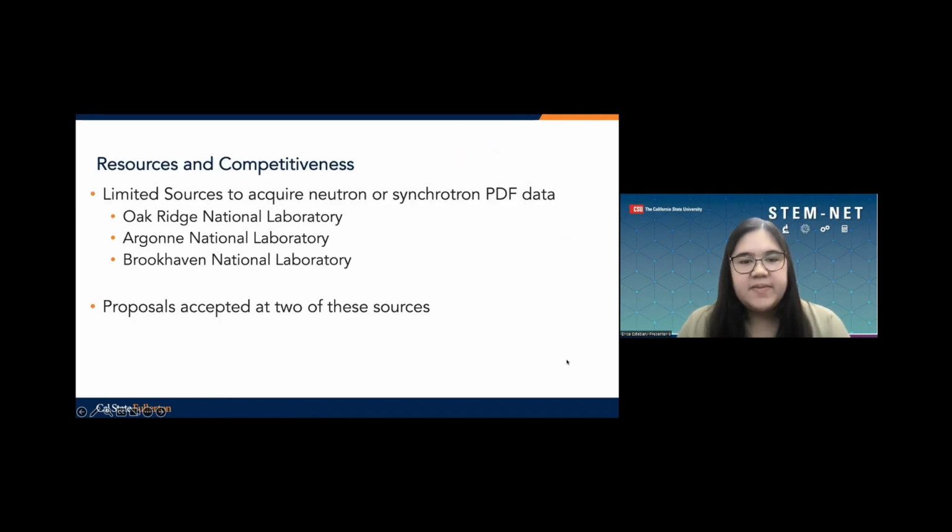Now, we were able to acquire proposals for 2 of these sources, also considering that collecting PDF data is quite competitive and limited, as there are only 3 facilities in the country where we can collect this data. However, we haven't been able to obtain that data yet, and we look forward to retrieving it.